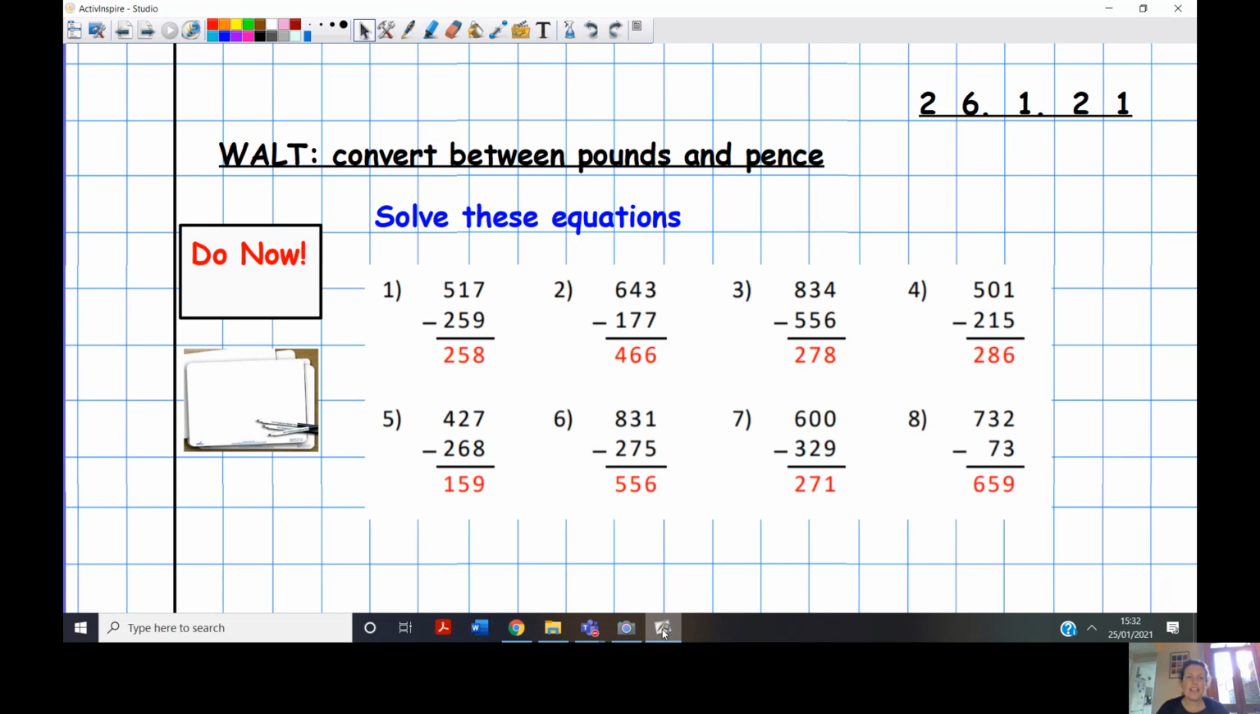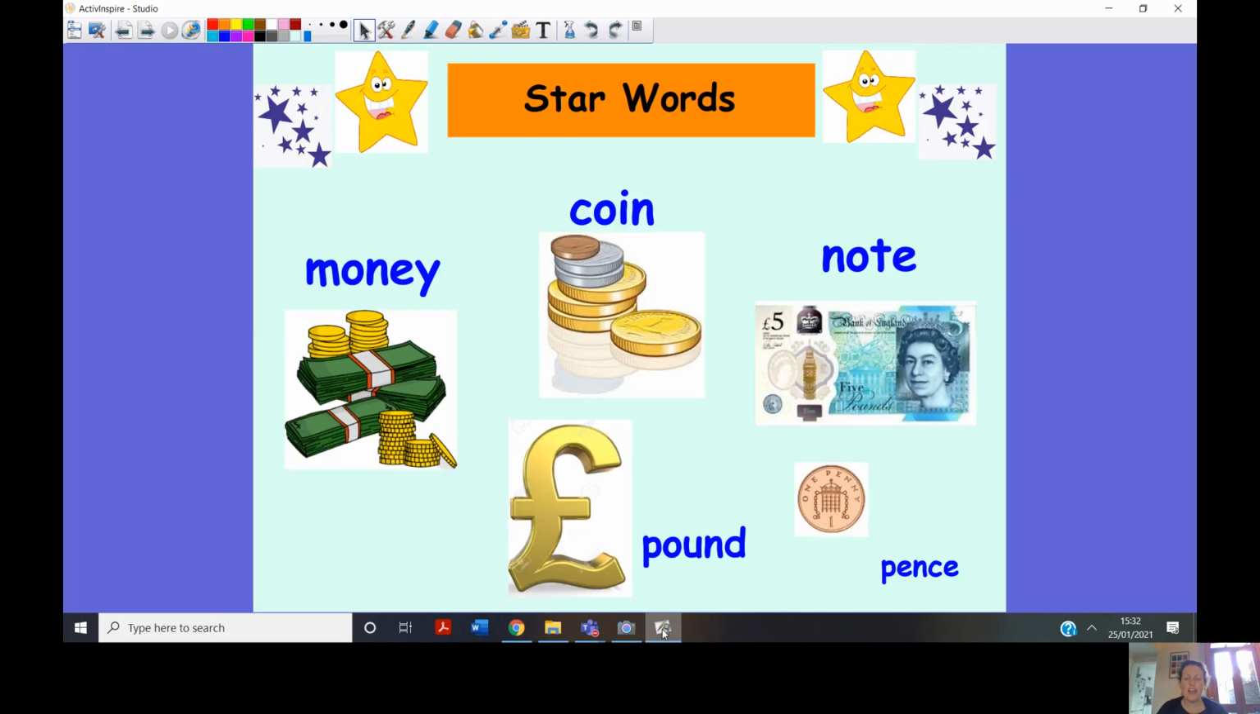Right, so today's lesson we are talking about converting between pounds and pence. So let's have a look at today's key words. Our star words, remember, my turn, your turn: money, coin, pound, note, and pence. Good.